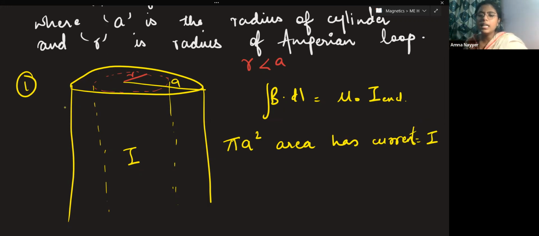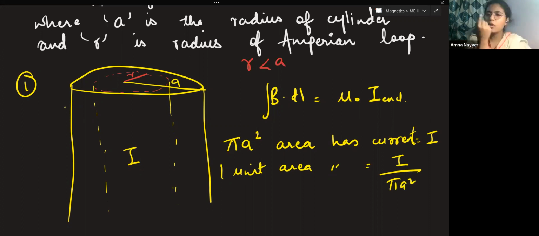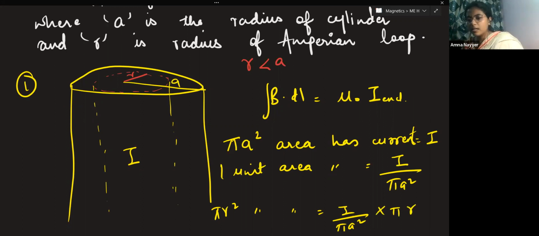So unit area will be what? 1 unit area. Just apply the unitary method. It will be I divided by pi a square. This is for 1 unit area. And for which area do we want the current? For pi r square we want the current. So for pi r square area, it will be I by pi a square for 1 unit, multiplied by the entire area, that is pi r square.